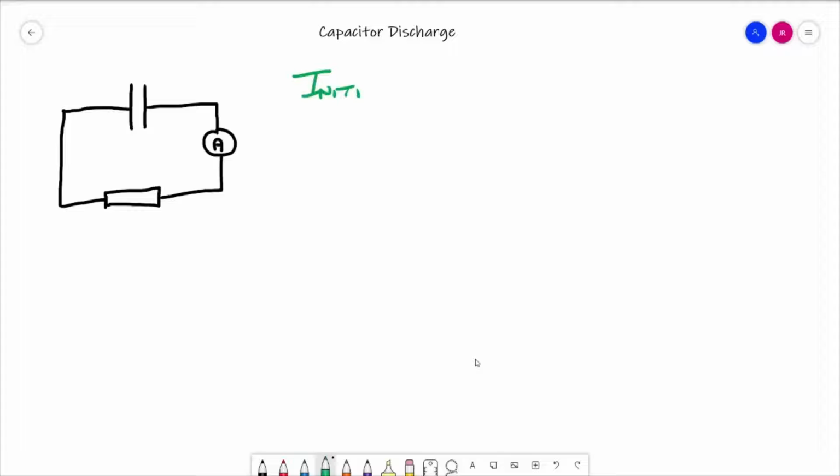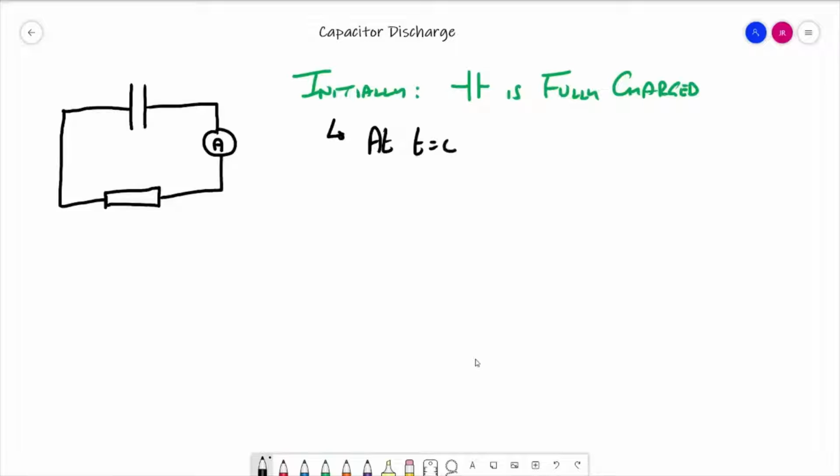So initially we're going to say that the capacitor is fully charged. Now of course if that's the case, when we're talking about initially, what we mean by initially is at a time equal to 0, and what we're saying is that we've got some initial charge, and we're going to call that Q0, and of course if the capacitor is charged then it will have a potential difference across it of V0.